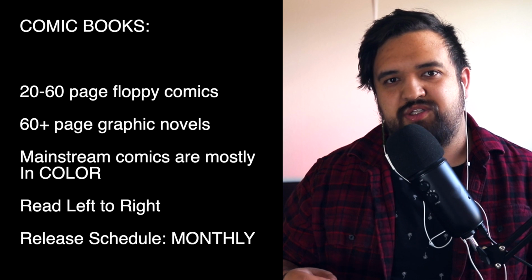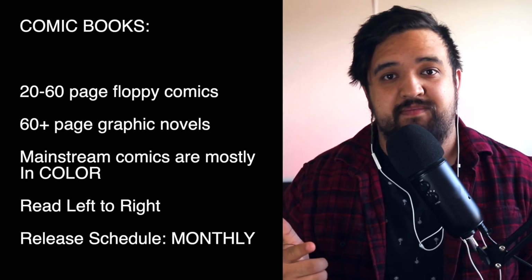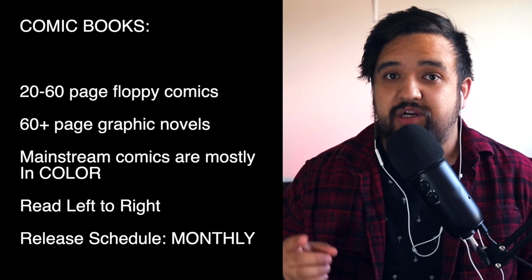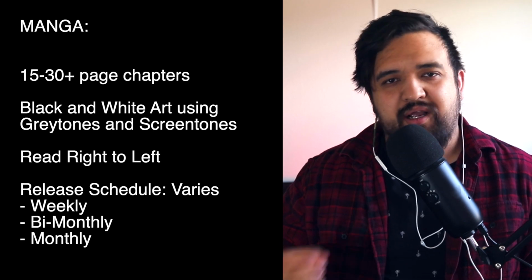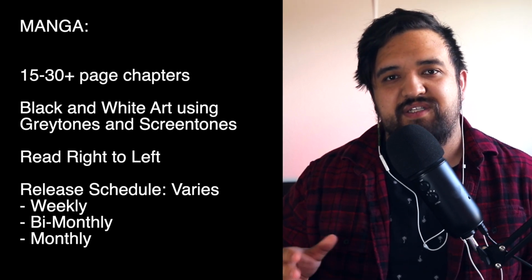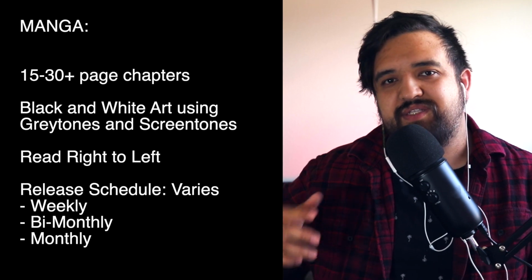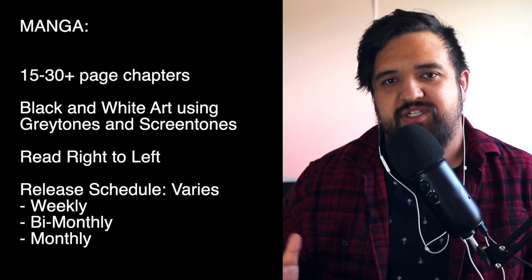Comic books are different than manga, and manga are different than webcomics, and they're all different from each other, but they do have similarities. Comic books typically come out in 2 different types of formats, the 20 to 60 page floppy comic and then the 60 plus page graphic novel. They're normally in color and they normally release monthly. Manga, however, typically comes out in pages of anywhere from 15 to 30 pages every single week or month. The pages are black and white using gray tones and screen tones, and then they are published into trade paperbacks.